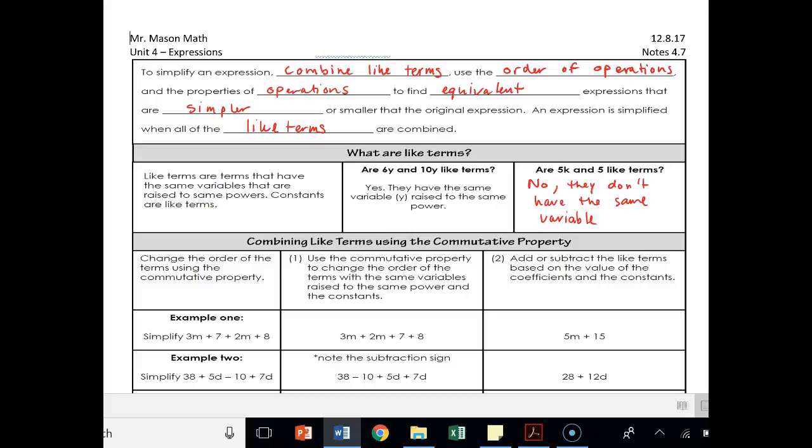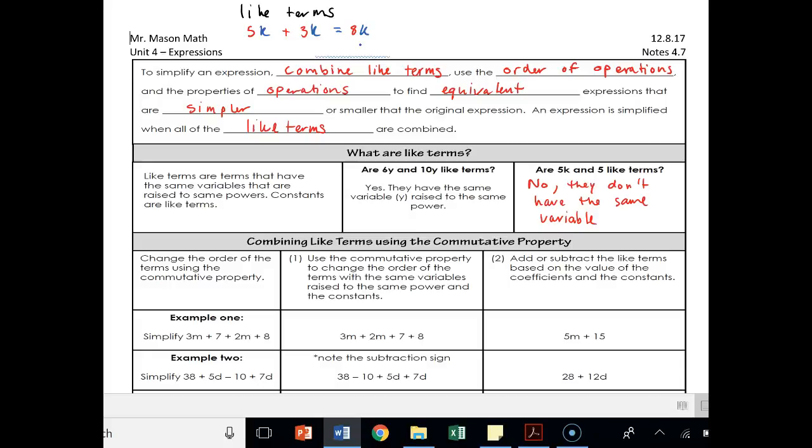Now let's go over like terms. It says like terms are terms that have the same variable and that are raised to the same powers. Constants can be like terms. So let's write this down up top. Like terms, some examples of them could be something like 5k plus 3k, right? That would become 8k. So you just combine the coefficients to give you 8k, right?